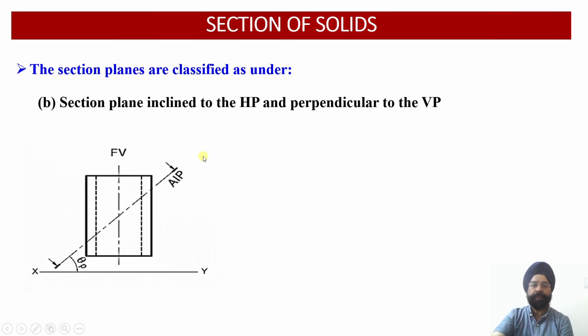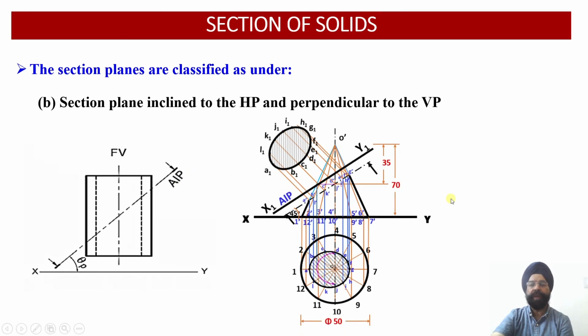Now this is another example. You can see a cylinder has been cut by a cutting plane which is inclined to the horizontal plane and perpendicular to VP. That's why we call it AIP, auxiliary inclined plane. Now this is the problem which I was talking about, and we are going to discuss it in the subsequent lectures.